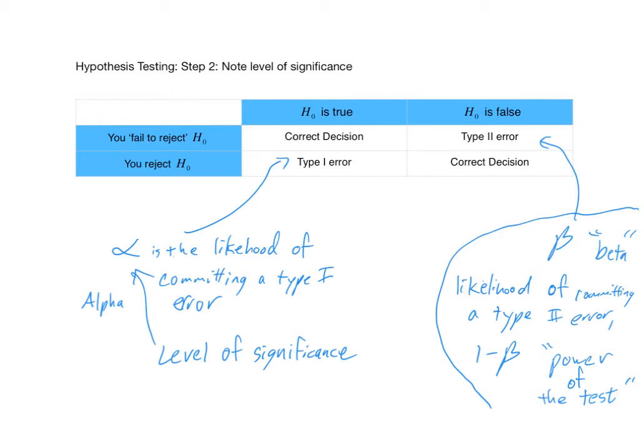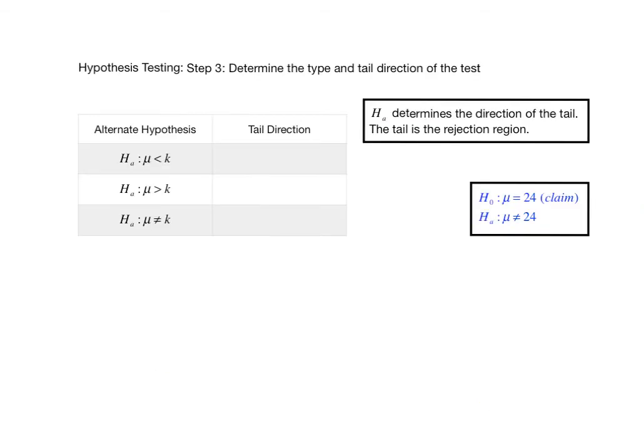Let's now move on to step 3. Step 3 requires us to determine the type of test that we're doing and the tail direction of the test. Here we're going to focus first on the tail direction of the test because this is true in general. However, the type of test depends on the scenario. The tail of the test is telling us where the rejection region is. And we'll talk more about what that means in a coming slide. For now, the alternative hypothesis is what determines the direction of the tail. So you specifically look at H sub A to determine the direction of the tail, which again is the rejection region. We'll see what that means in a coming slide.